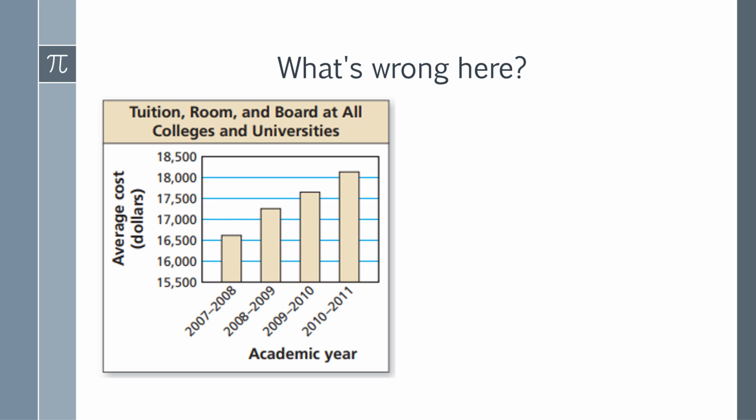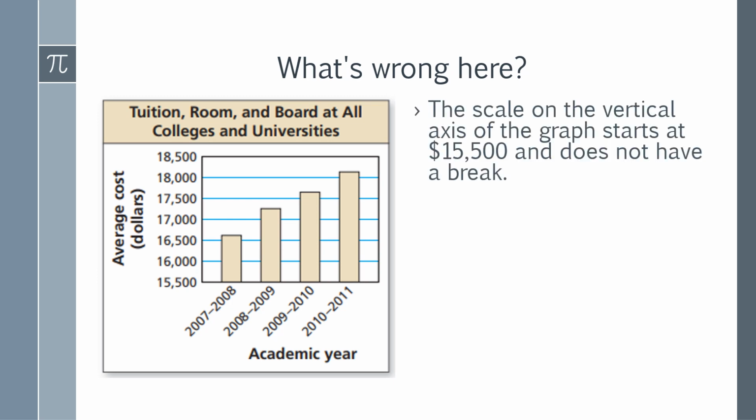All right, welcome back. By now, you should have identified what is wrong with this table. So here's my work, my response. I said the scale on the vertical axis on the graph starts at 15,500 and that does not have a break. So that's one thing I said.